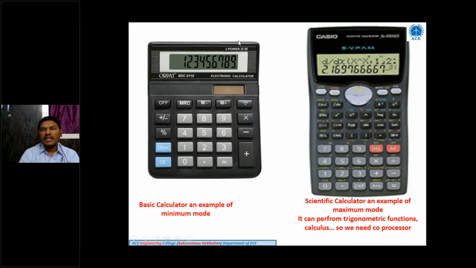Whereas you take this engineering or scientific calculator, it has so many functions like trigonometric functions, calculus functions, fraction value functions, and so on, right? If we want to perform such complex arithmetic operations, then one processor is not sufficient, right? Then we need a separate math processor. One very well known math processor is the 8087 math processor. So this is the difference between minimum mode and maximum mode of operation. This calculator may have more than one processor inside of it.